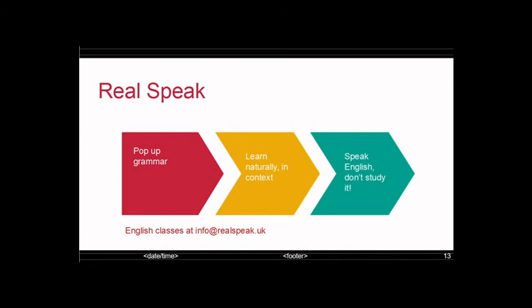It's a little bit of pop-up grammar. I don't normally teach grammar explicitly in my classes. I like students to learn naturally and in context, but sometimes you need to clarify some grammar.